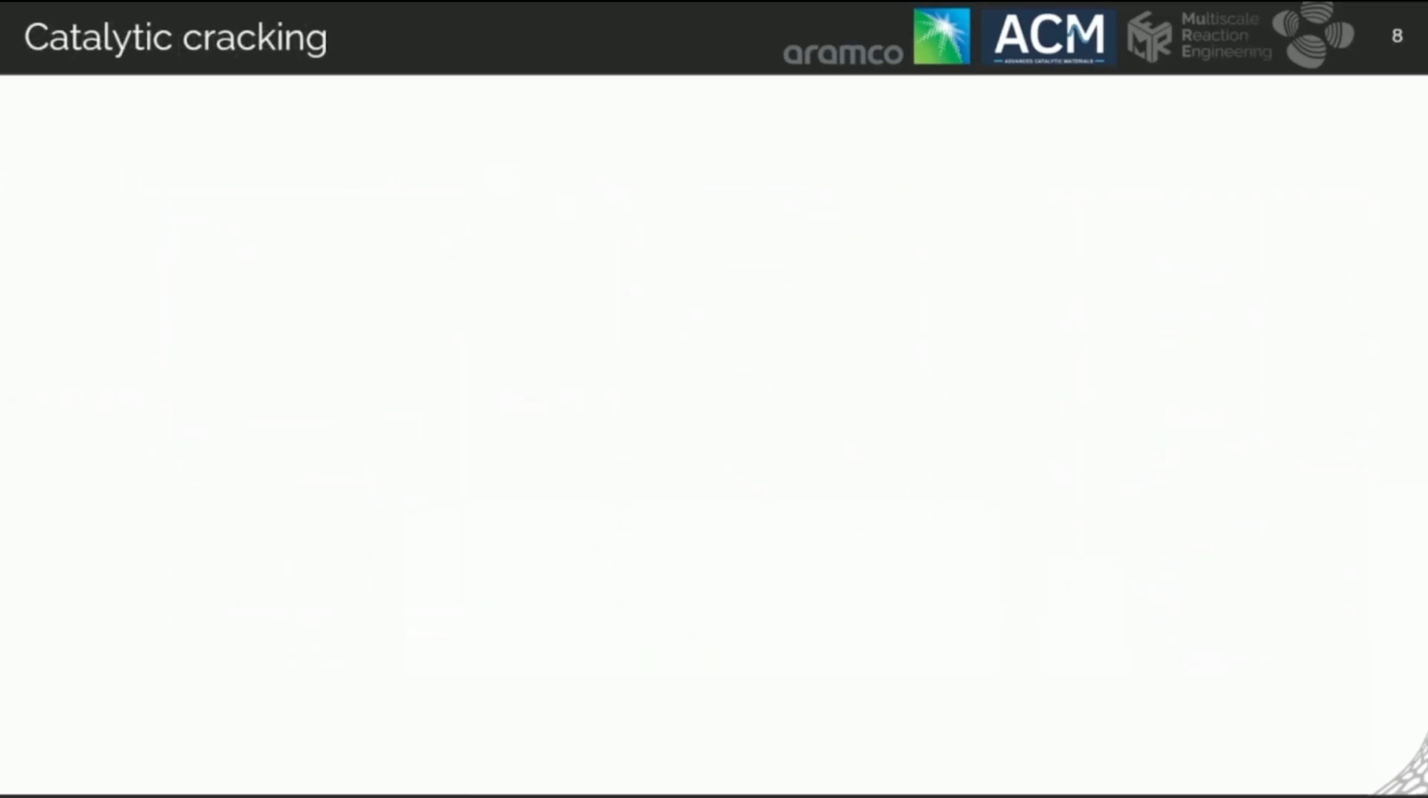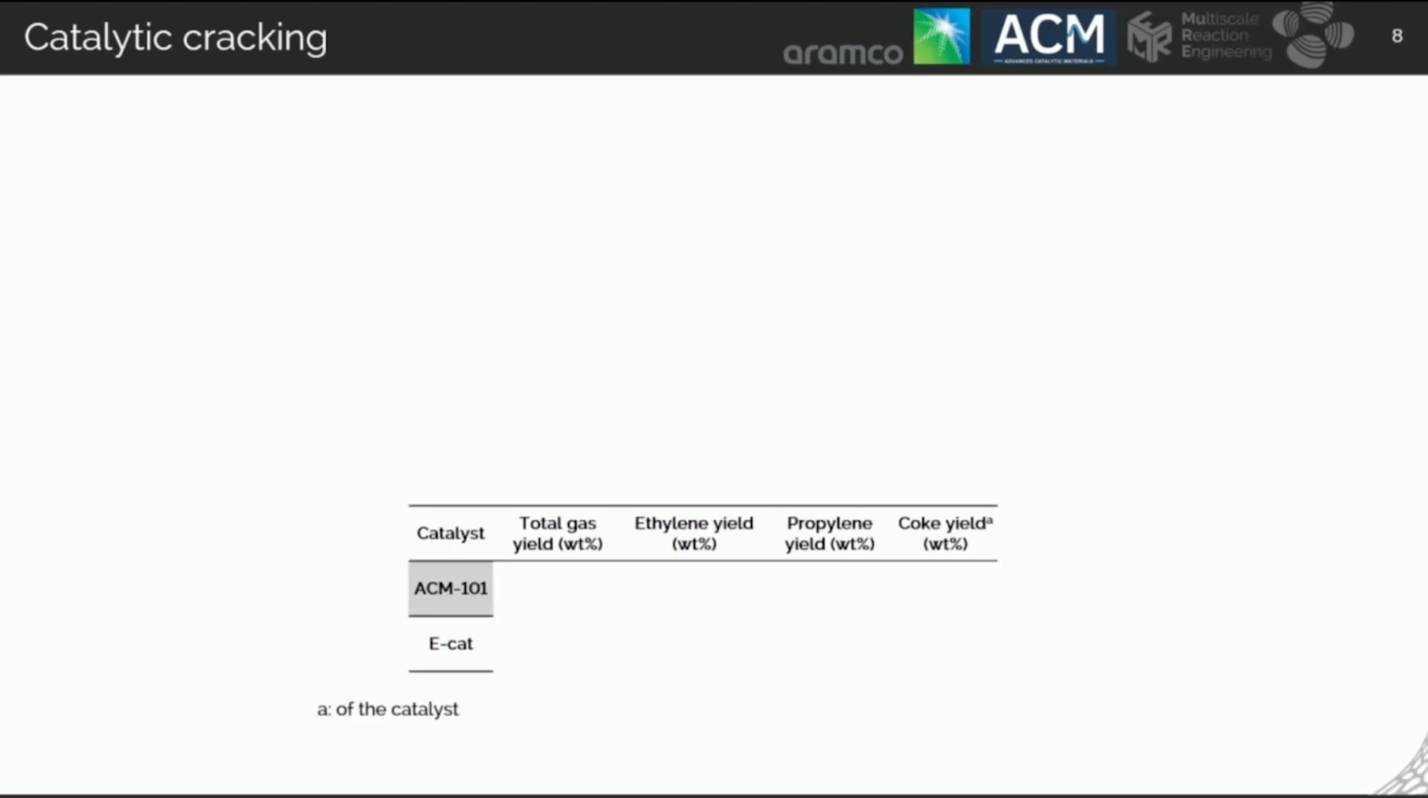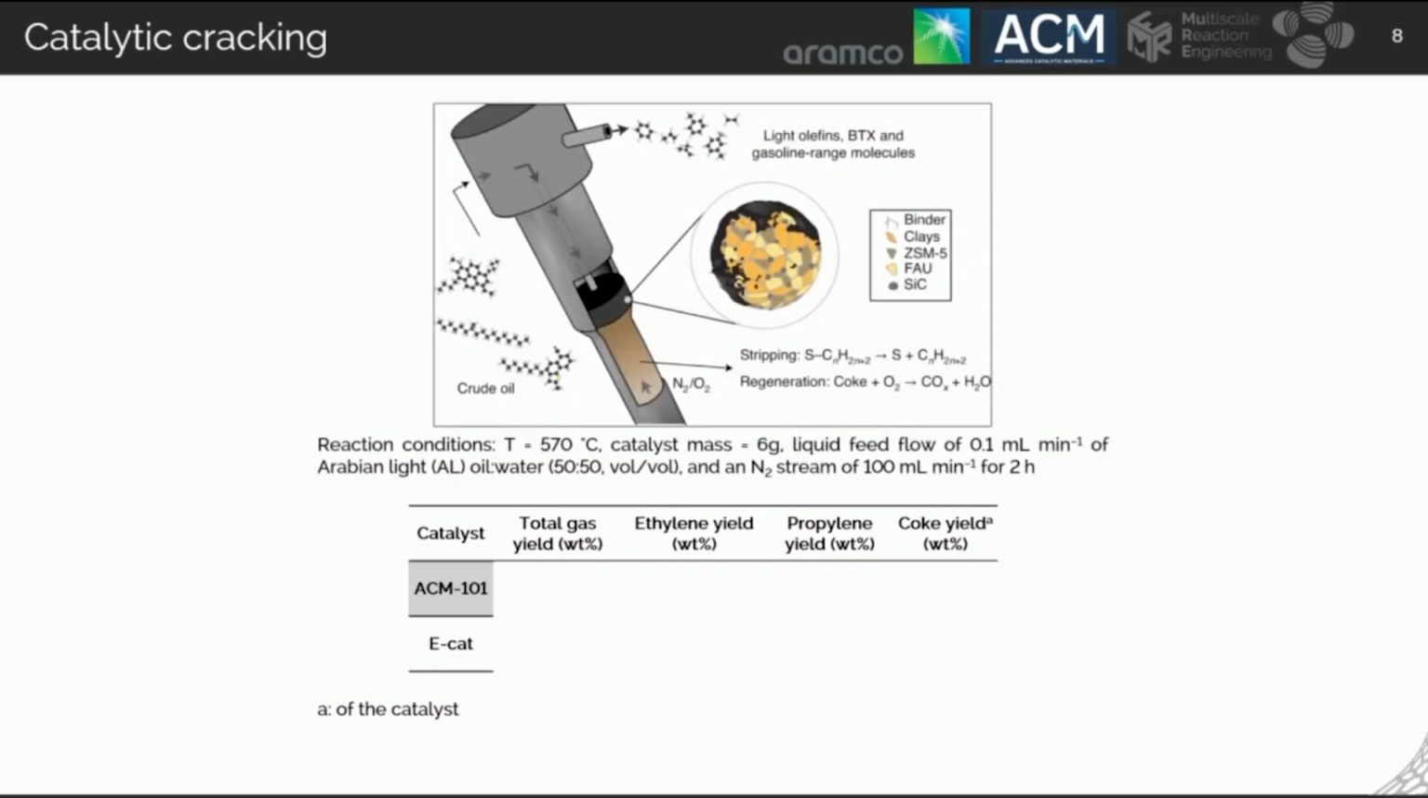So if we compare the catalytic cracking performance of our formulated catalyst versus the ECAT in terms of total gas yield, gasoline, propylene, and the coke. Our objective is to see which catalyst will lead us to higher conversion. We performed the experiment in a reactor that we reported in the Nature Catalysis paper.